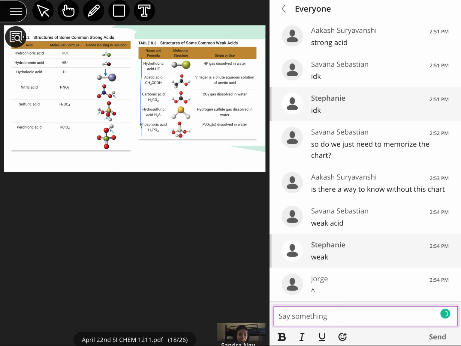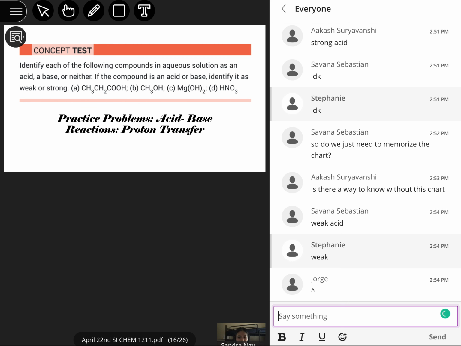It's not even a base, because bases you would usually know because they have OH in them, and that's how you recognize a base. But with that one, again, exceptions, it's not really anything. There's nothing in this one. Again, with the CH3OH, it's neither one. So now that we have that, what about C?